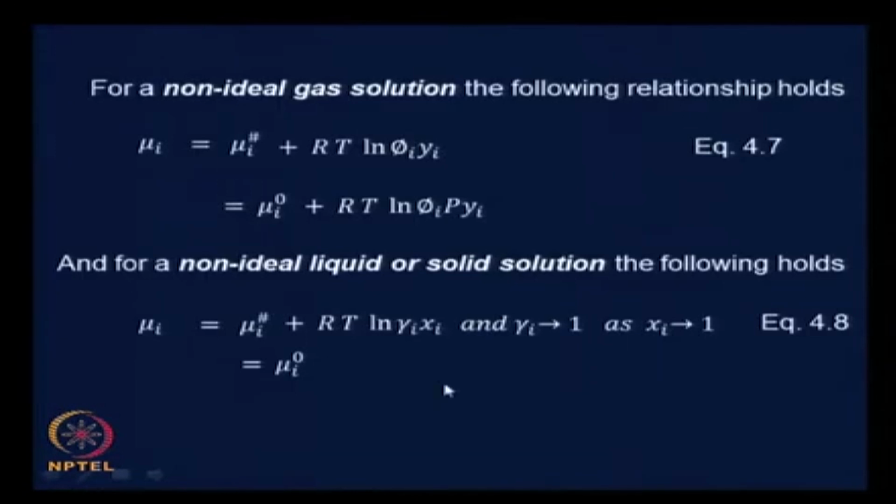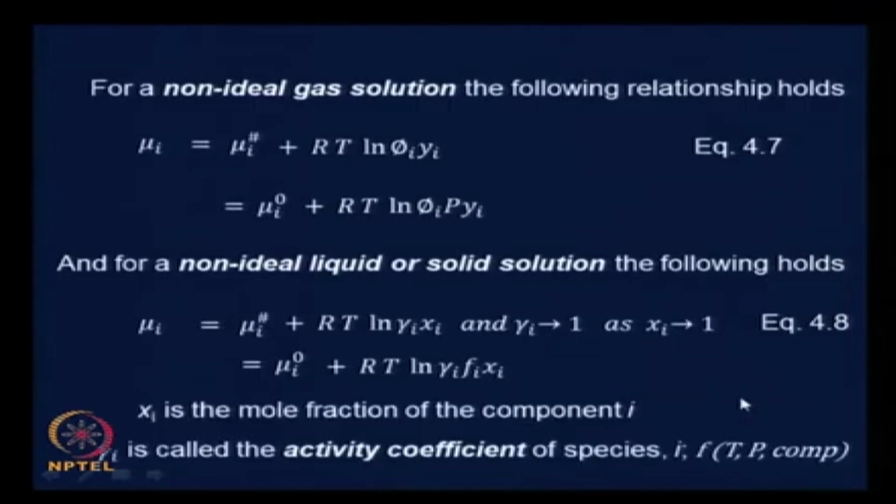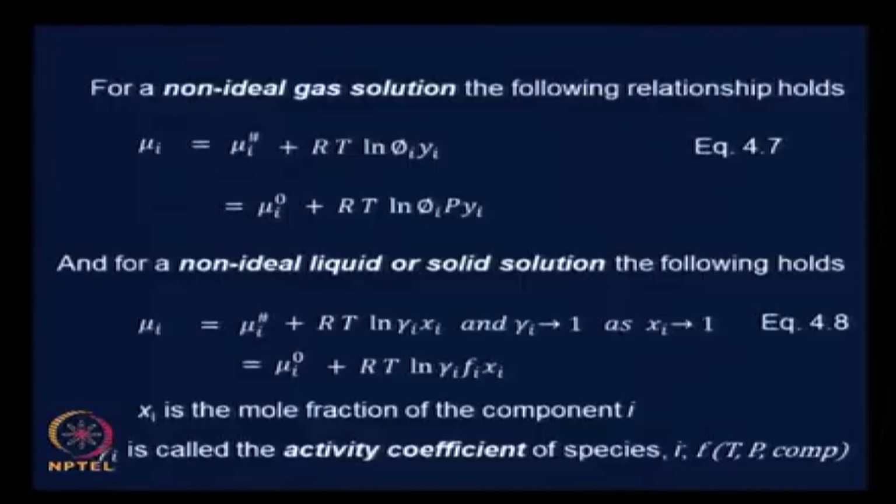which can be written in terms of mu I naught as mu I naught plus RT ln gamma I Fi xi. Gamma I is called the activity coefficient of the species I. This is a new concept that we are introducing in this particular module. Most importantly, note that it is a function of temperature, pressure as well as composition. Okay, we have all three things coming in here. We need to be a little careful when we handle gamma I.